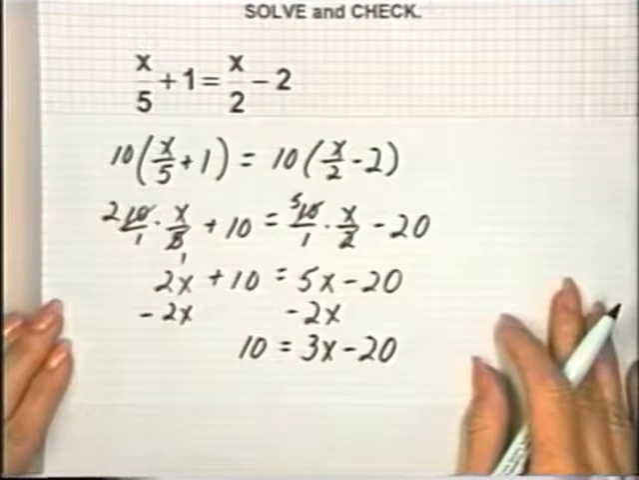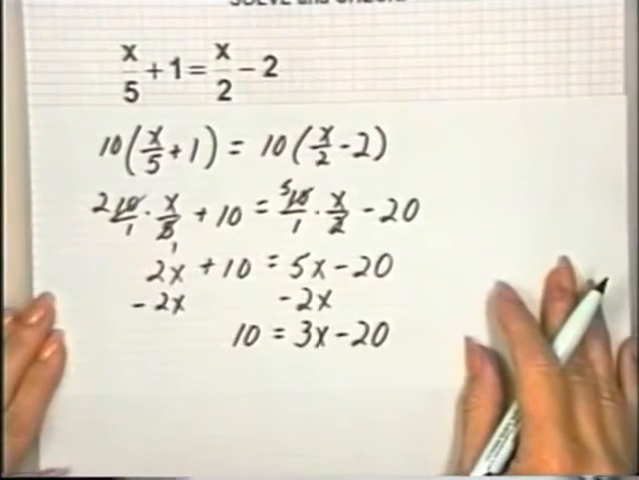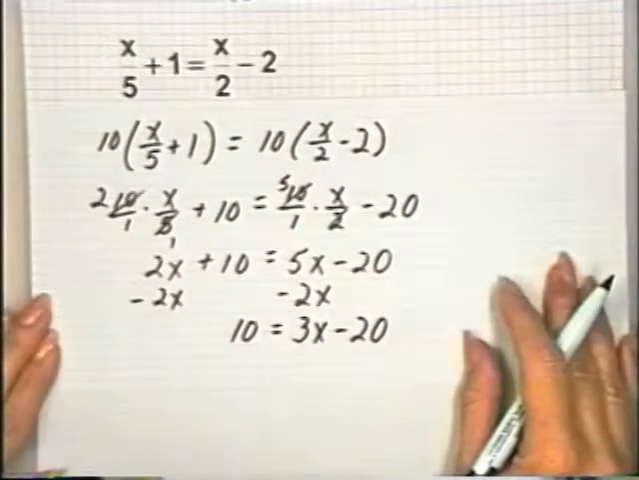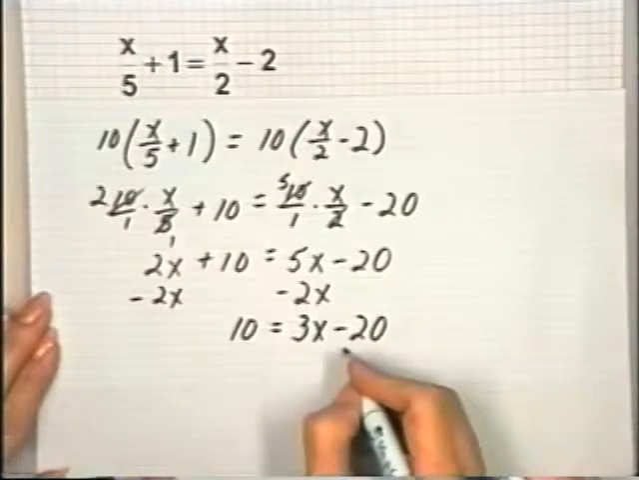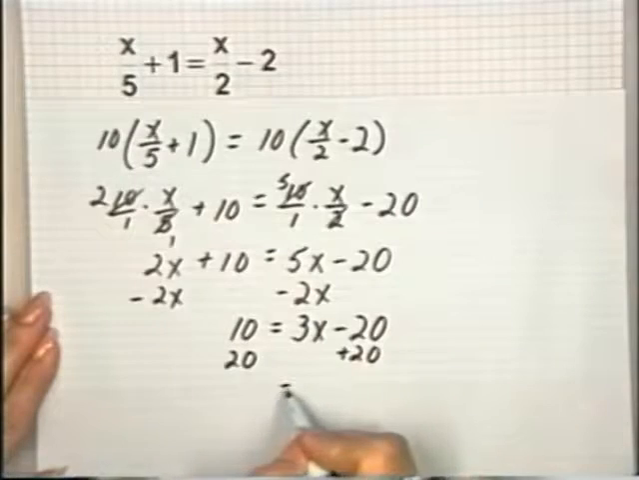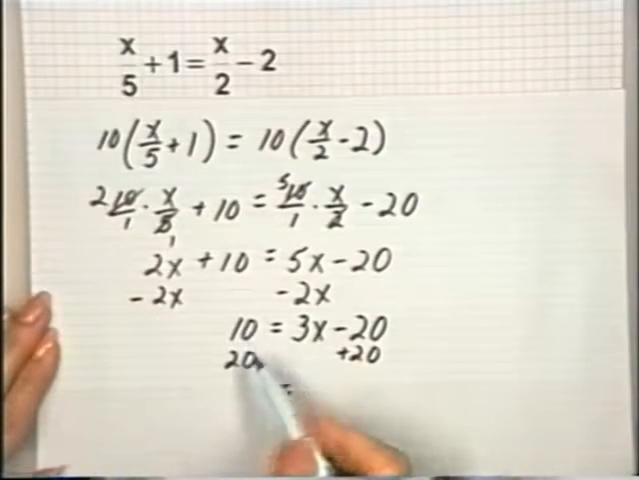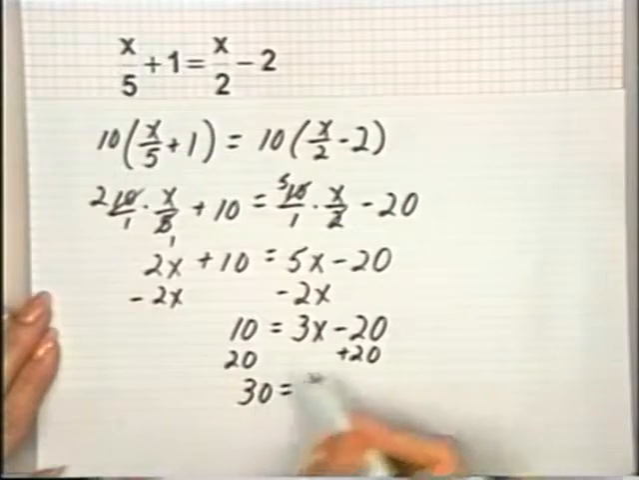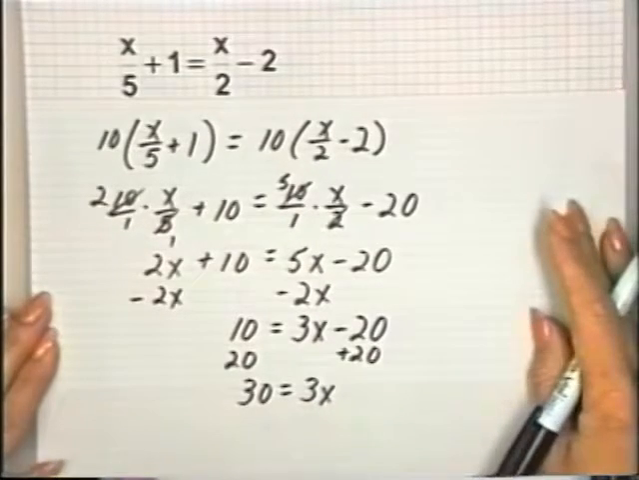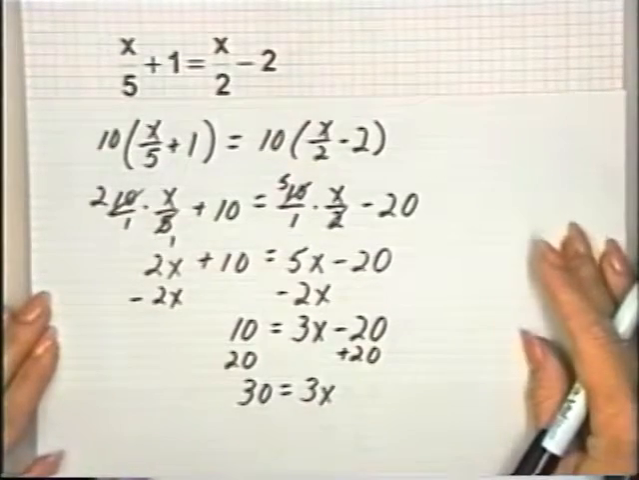I now want to move the minus 20 to the left side of the equation. Since the 20 has been subtracted from the right side of the equation, I will add 20 to both sides of the equation. 10 plus 20 is 30. I have the 3x, minus 20 plus 20 will give me 0.